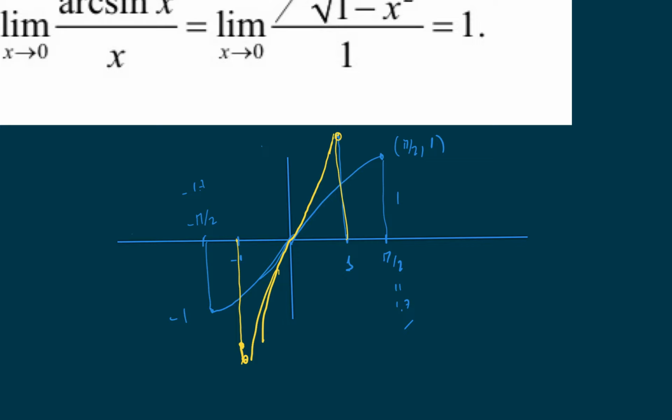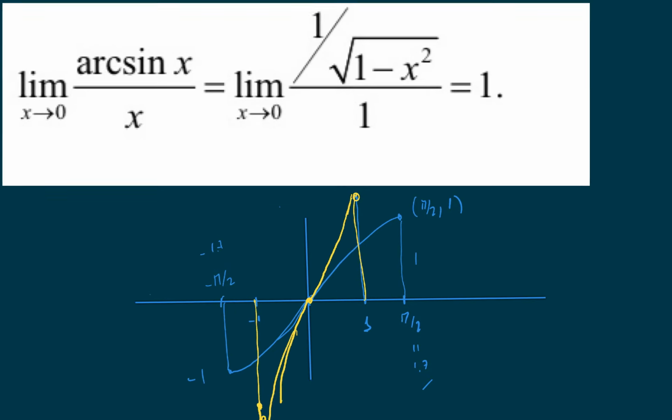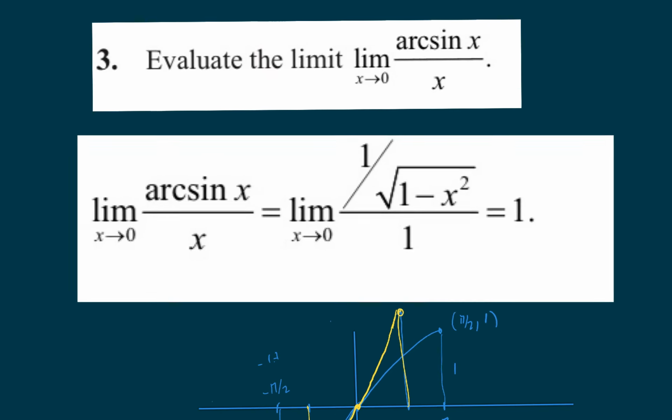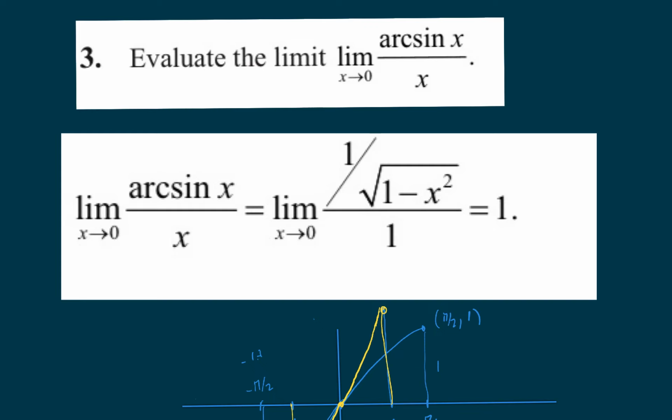So at 0, arc sine of x is defined, and is 0. At 0, sine of x is defined, and is 0. But what is not defined is the quotient, arc sine of x divided by x. The function y equals x is the line with slope 1. So how will we do this limit?